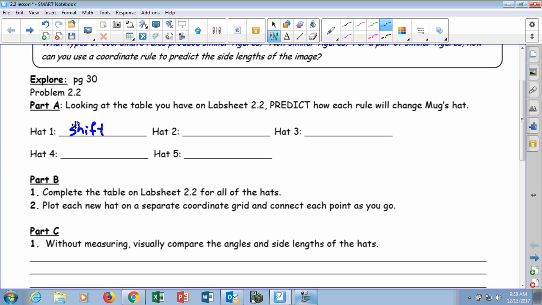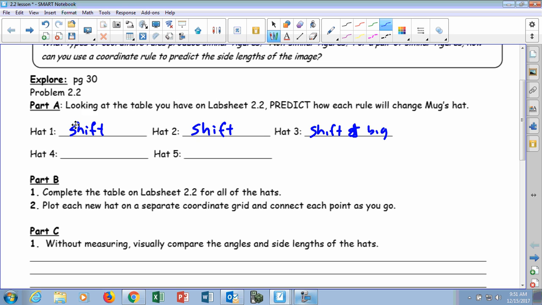Now, obviously, there had to be something to do with those coordinates, right? With the plus minus. All right. What about hat number 2? It's going to shift again because it's kind of similar to hat number 1. And then hat number 3 had a little bit different, right? You were going to shift and it was going to also do what? It was going to get bigger, right? Wasn't that the rule? Wasn't it 3y or something like that? Yeah. So it was going to shift and it was going to get bigger, right?